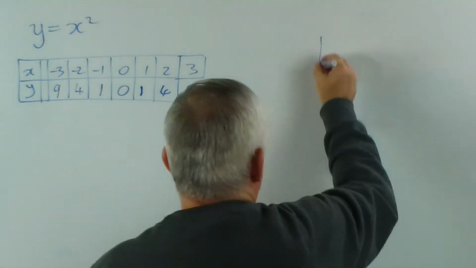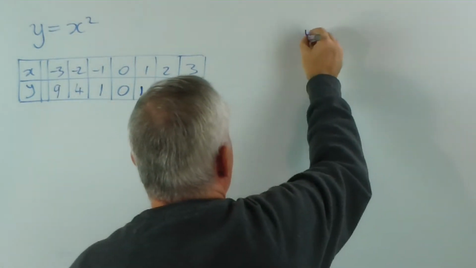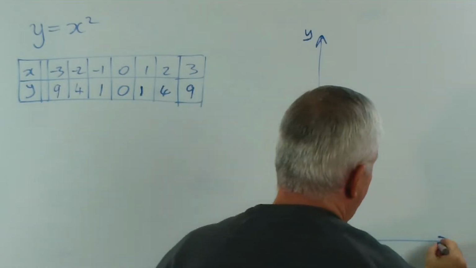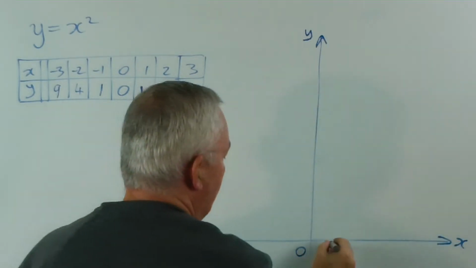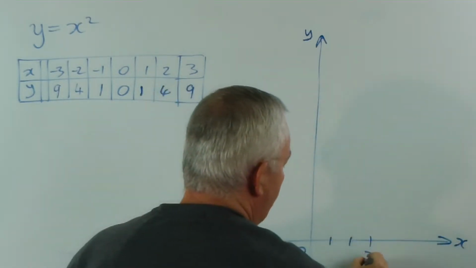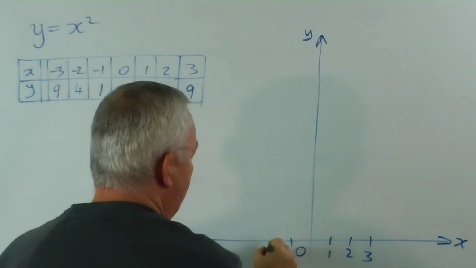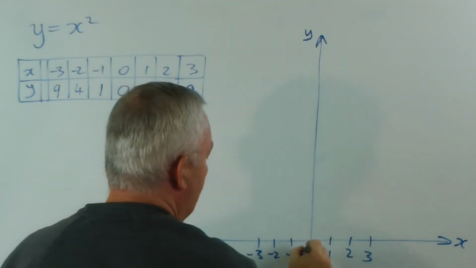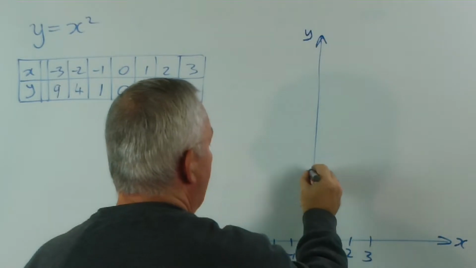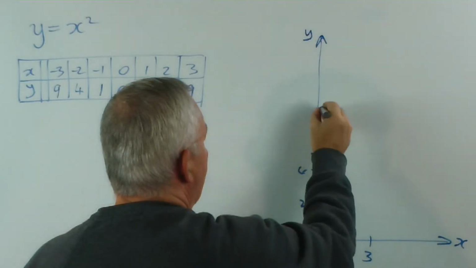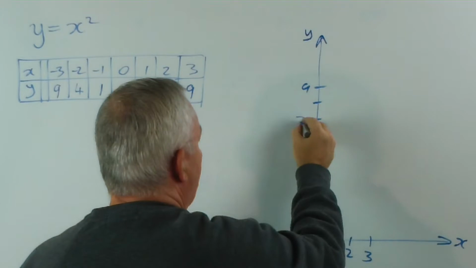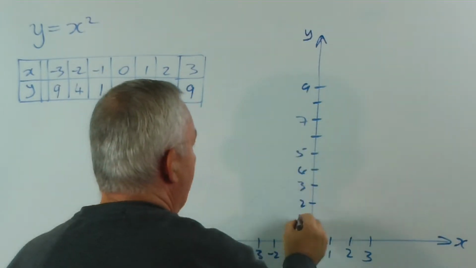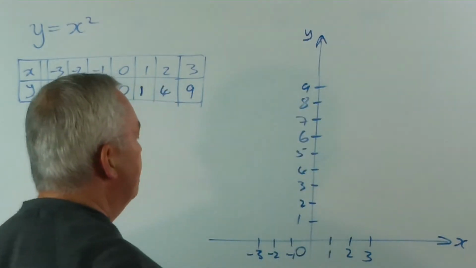If we graph them, we notice something quite interesting. 1, 2, 3. 1, 2, 3, 4, 5, 6, 7, 8, 9. I'll go that high. Oh well, we'll fill them all in. There we go.